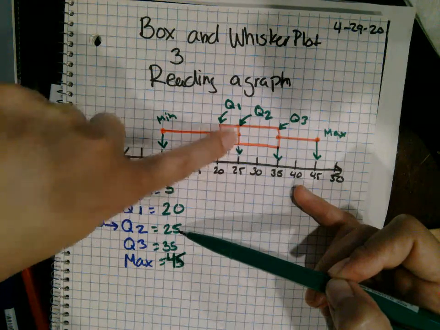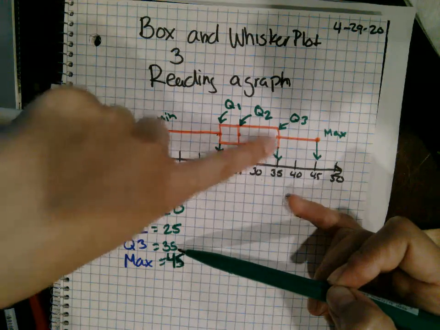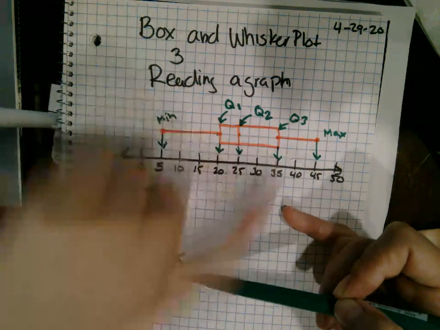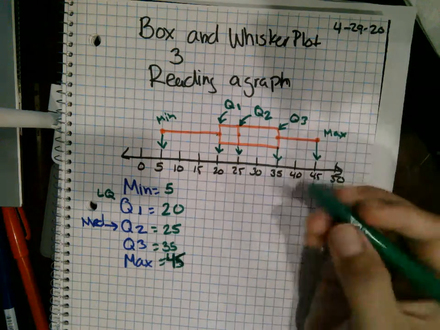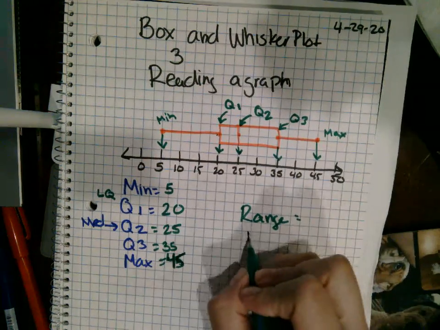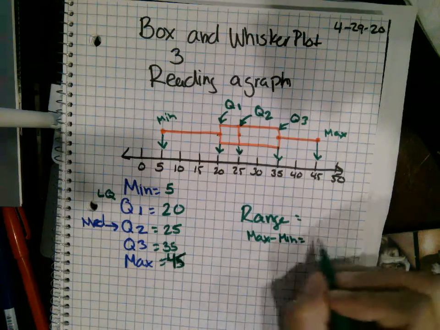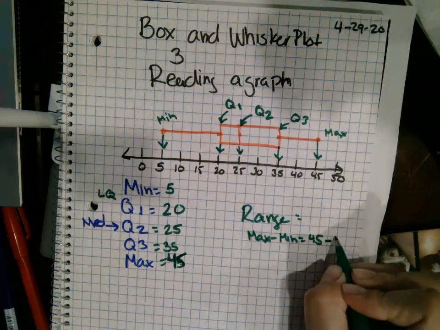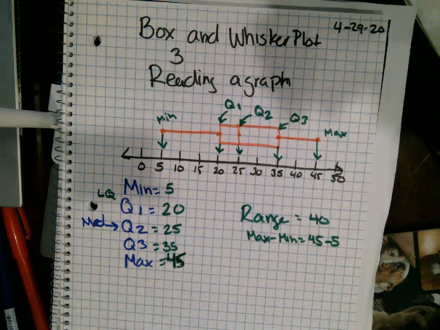Median, quartile 2, is 25. Quartile 3, also known as upper quartile, is 35. And then your maximum is 45. That's how you read a graph. Given the graph, now give me the data. Now, one more thing. Your range. Your range is your maximum minus your minimum, which we went over yesterday. The maximum is 45 minus the minimum is 5. So 45 minus 5 is 40. So the range is 40.